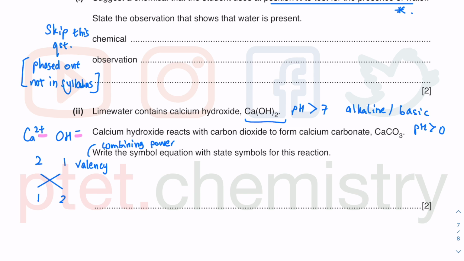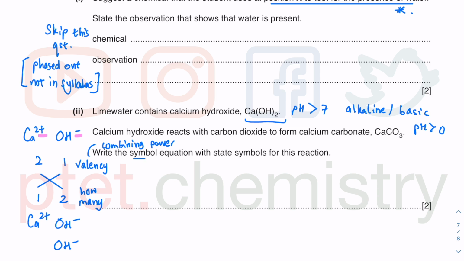And then we do cross multiply. We switch the position. The 1 from the right goes to the left, the 2 on the left goes to the right. This is the simplest whole number ratio. In primary school, they call it lowest common multiple. You have 2 of this OH minus. Therefore, you have 2 oxygen and 2 hydrogen. We use a bracket. Whatever is inside the bracket is 1 oxygen and 1 hydrogen. You have 2 lots of it. So you have 2 oxygen and 2 hydrogen. We use a bracket there.